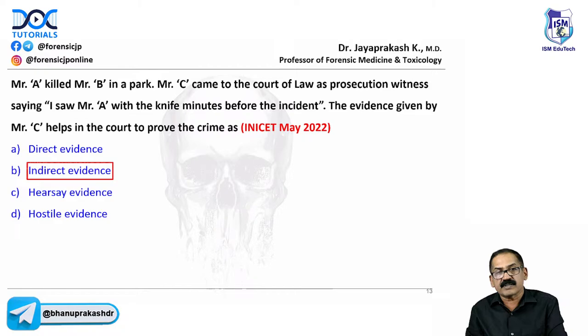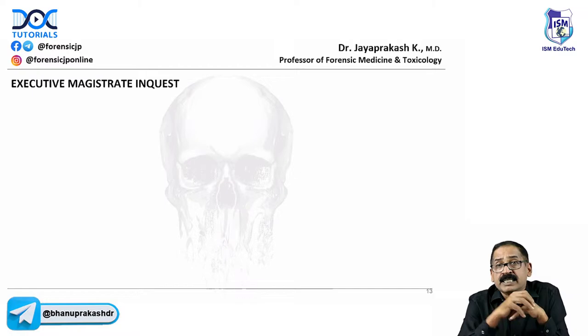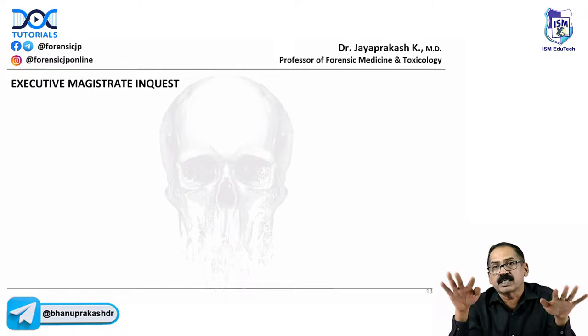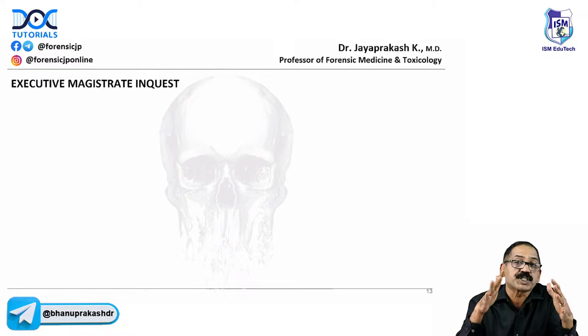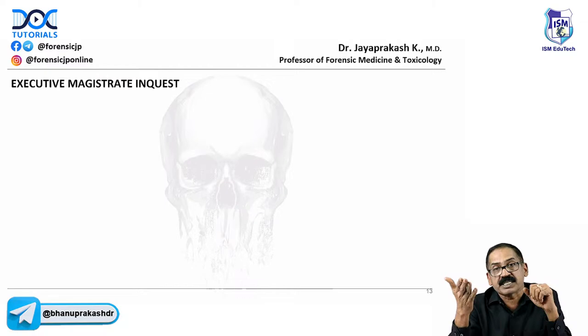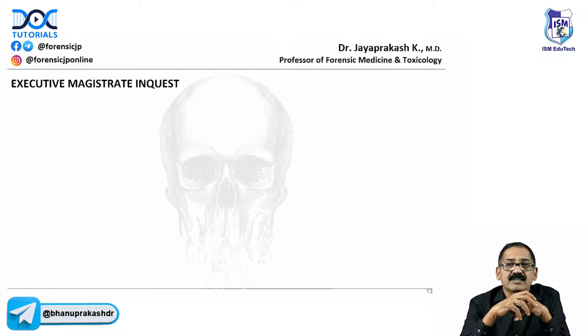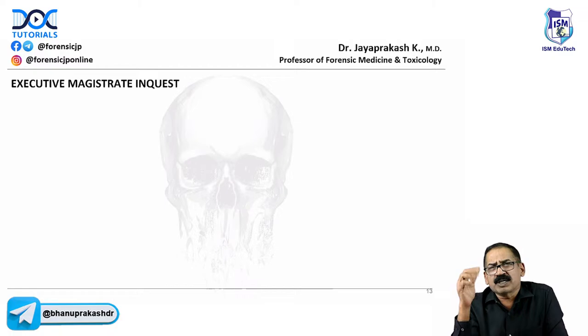Inquest. There are two types of inquest in India. The majority are police inquests, but sometimes a magistrate has to do the inquest. There are two types of magistrate. Number one, judicial magistrate, who sits in a court of law, like chief judicial magistrate, judicial magistrate of first class, judicial magistrate of second class. Number two, executive magistrate. Executive magistrates are usually revenue authorities like district collector or district commissioner, assistant collector or assistant commissioner, tahsildar, or deputy tahsildar. Most of the time, in a magistrate inquest, the executive magistrate will hold the inquest, but sometimes a judicial magistrate inquest is compulsory.